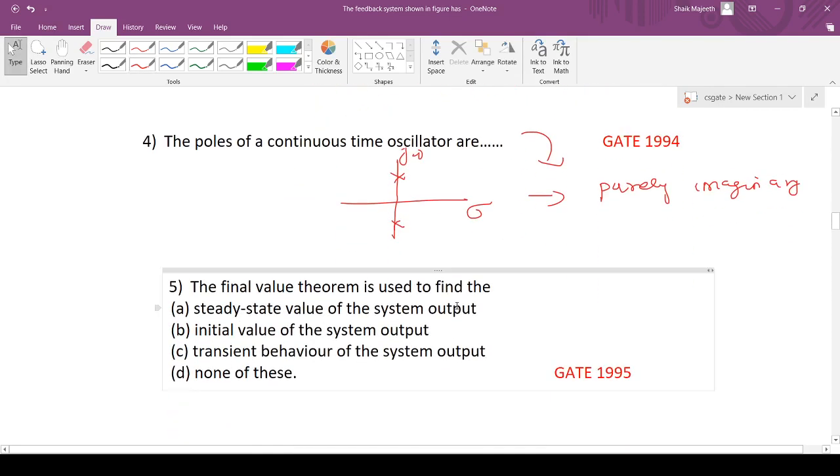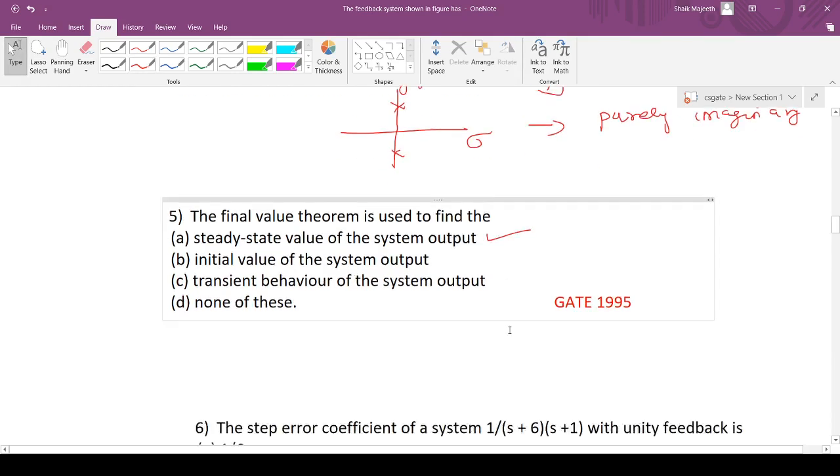Okay. The final value theorem is used to find the steady state value of a system. That's what we know. It's a direct question.